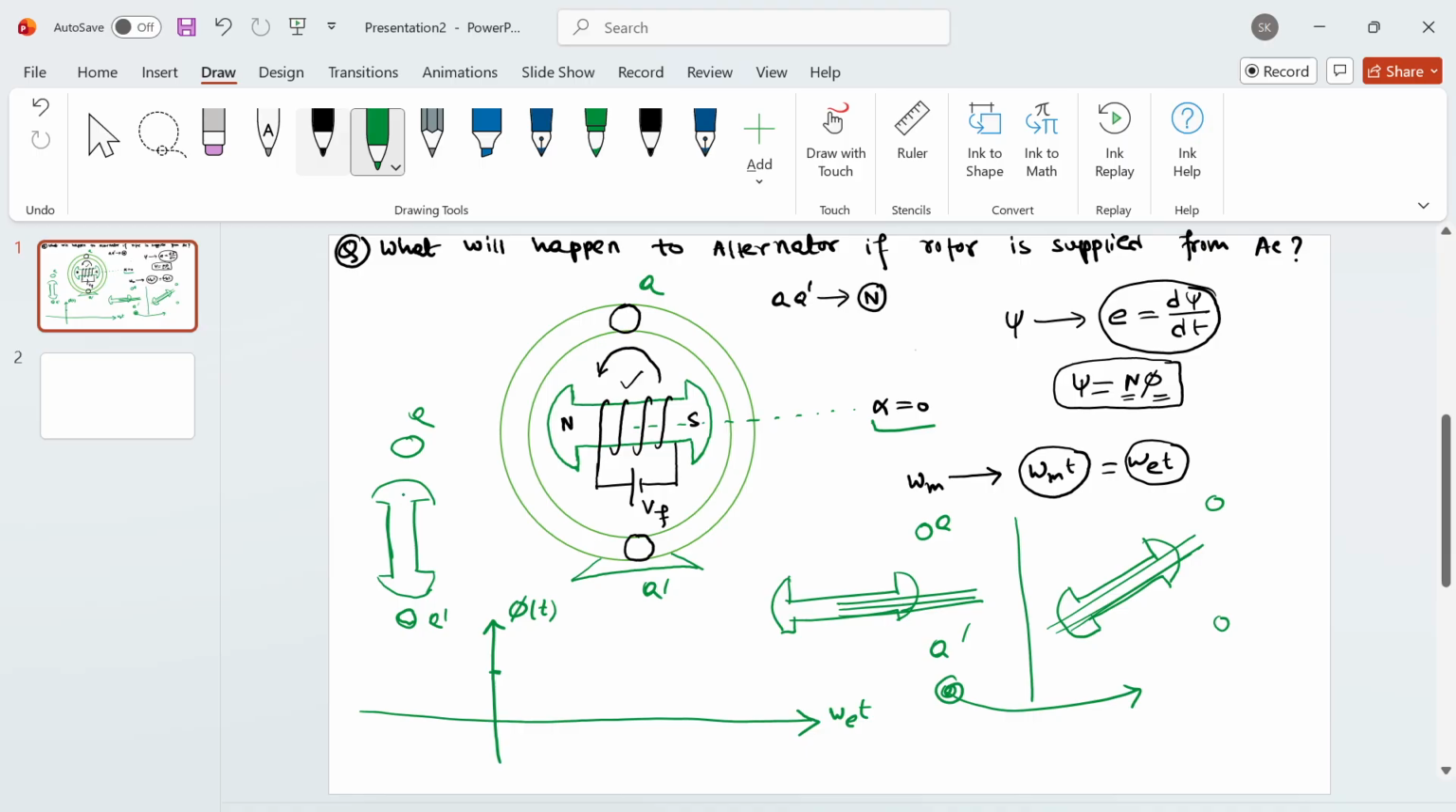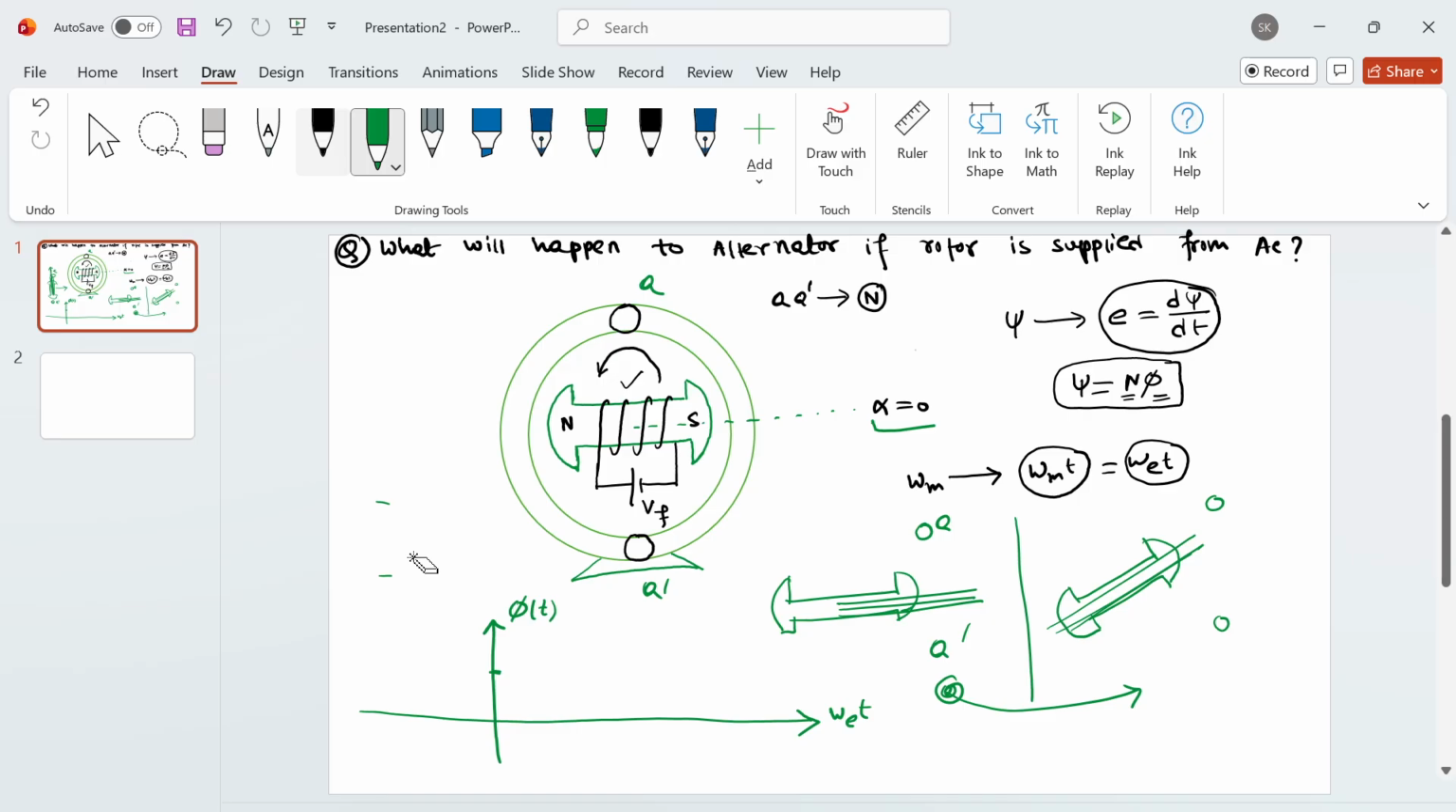In that case, no flux lines are passing through the A dash coil because they are perpendicular. Like here, the coil direction is in this way, and the flux is flowing in this way. So there is 90 degrees between those two. So there will be no flux linkage at 90 degrees. So at 90 degrees, the flux linkage will be 0.